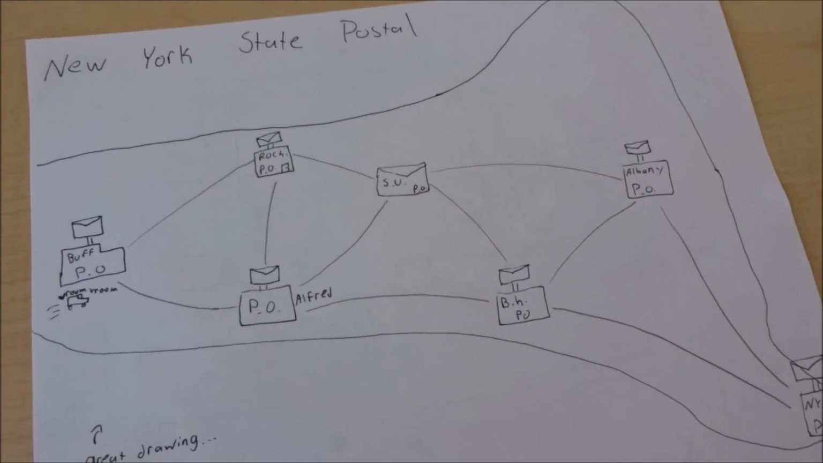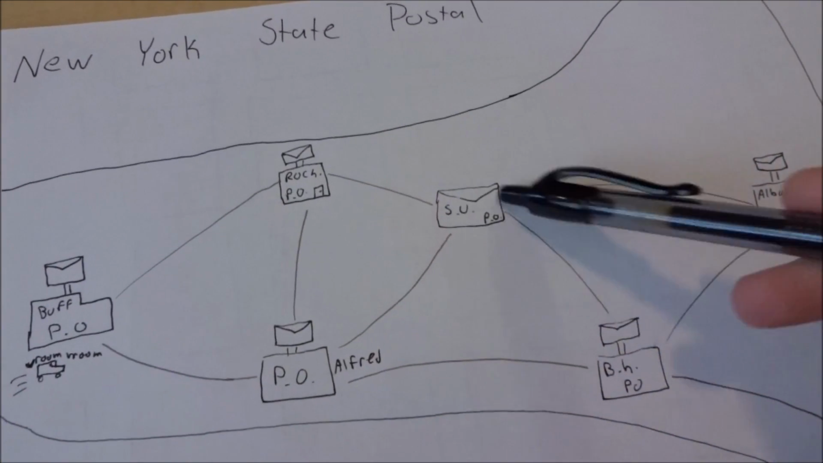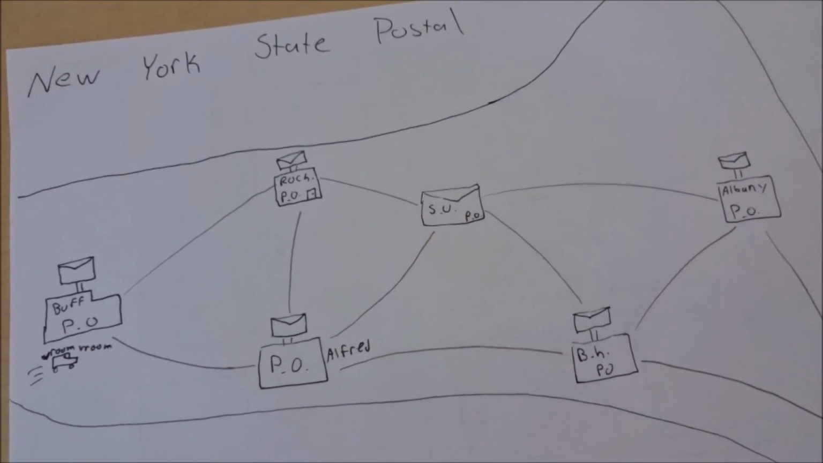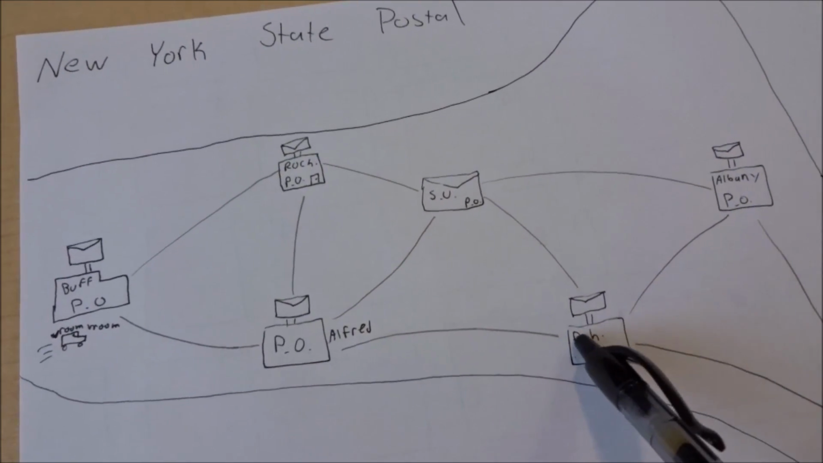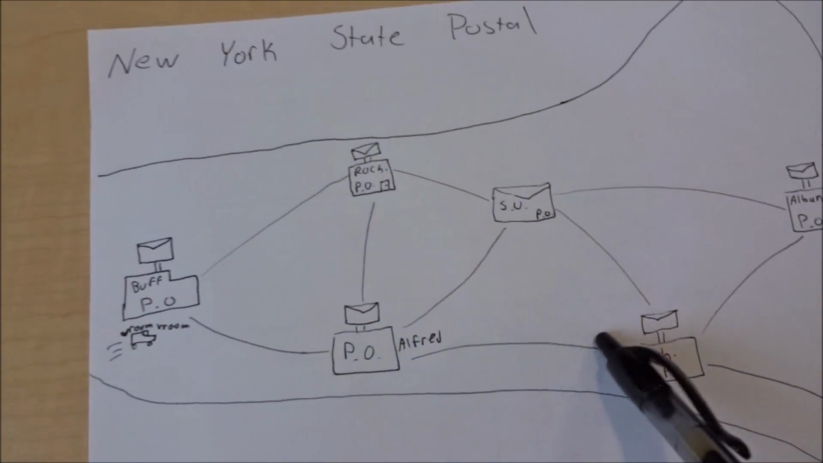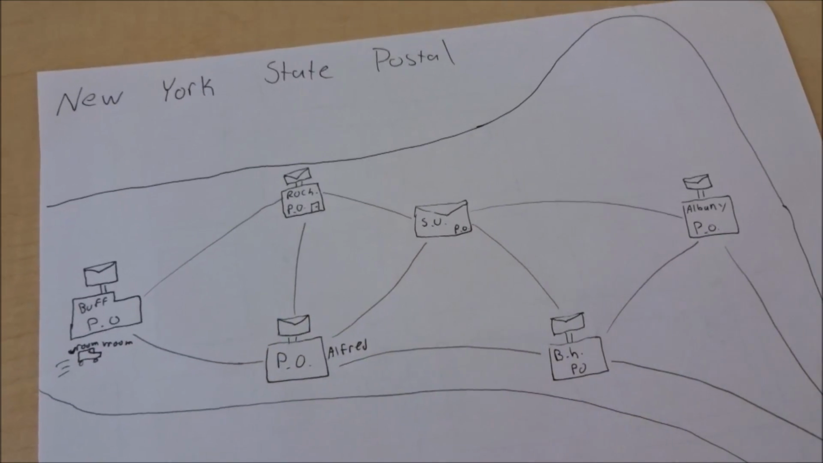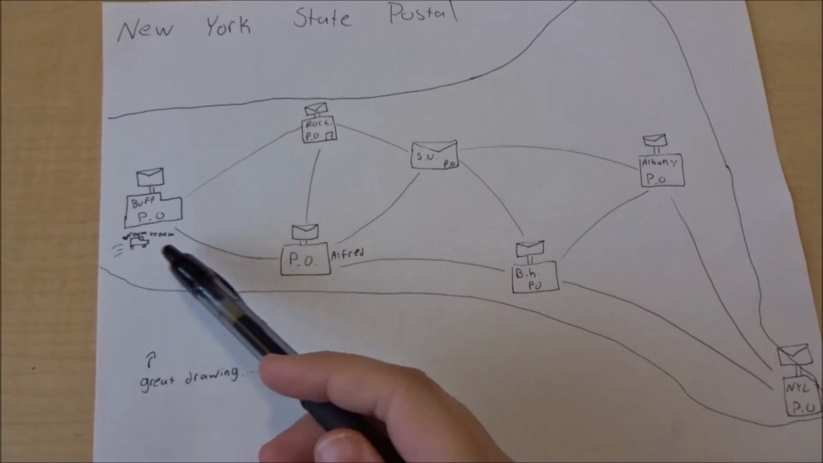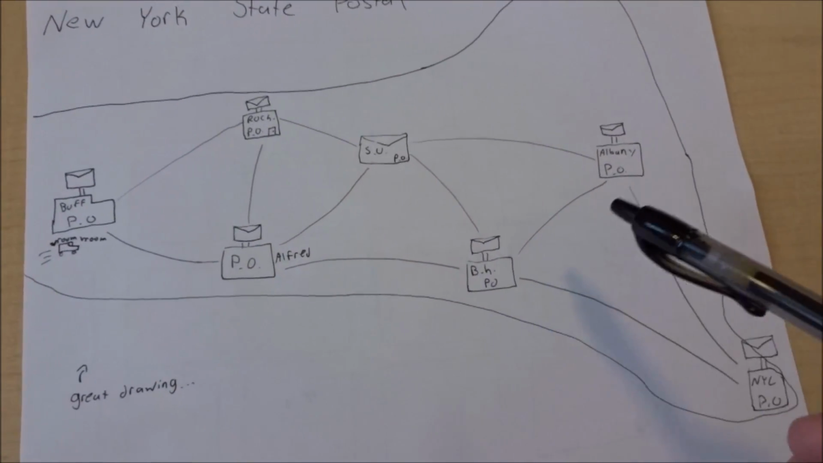But if for some reason Syracuse's postal service breaks down, they can't work, they're not sending anything, then we still have a way to get there, because there are these other routes, these other post offices that connect as well. So instead of Rochester, Syracuse, Albany, we can go Buffalo, Alfred, Binghamton, then Albany. So those are our two examples of Border Gateway Protocols.